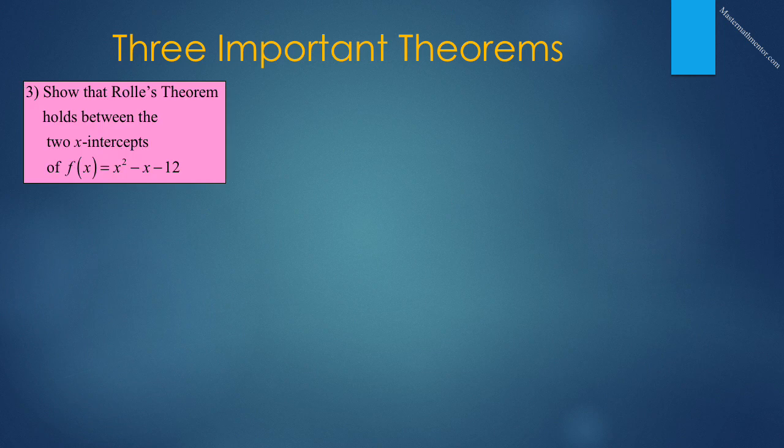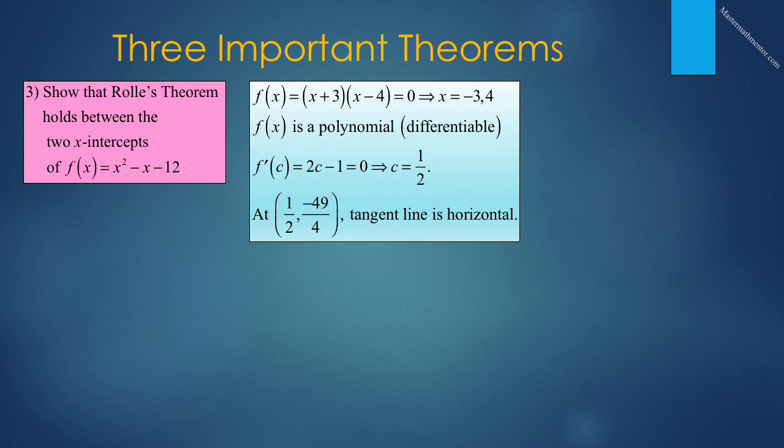Hi, Stu Schwartz. In problem 3, you are to show that Rolle's theorem holds between the two x-intercepts of f of x equals x squared minus x minus 12. First, we must find those x-intercepts, and we factor f of x into x plus 3 times x minus 4 equals 0, and x is equal to negative 3 and 4. f of x is a polynomial and thus differentiable, and therefore Rolle's theorem holds.